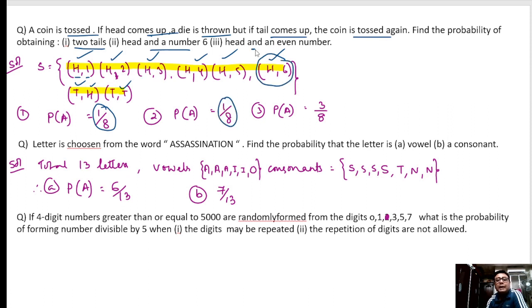Then they are asking a head and an even number. So head and an even number, how many can it be? It can be this, it can be this, or it can be this. So 3 options out of 8. That is the answer.